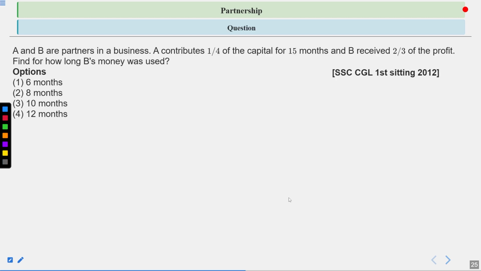A and B are partners in a business. A contributes 1/4 of the capital for 15 months and B receives 2/3 of the profit. Find for how long B's money was used. This question was asked in the SSC CGL first sitting exam in 2012. So there are 4 options. First one is 6 months, second is 8 months, third one is 10 months and fourth one is 12 months. Now you have 10 seconds to analyze the question. Your time starts now.